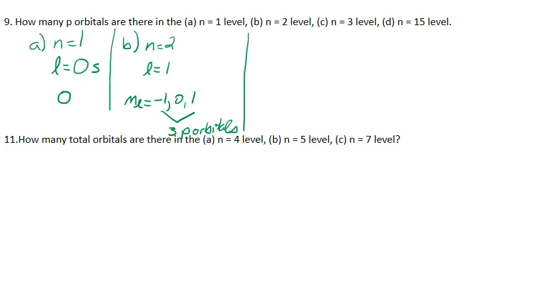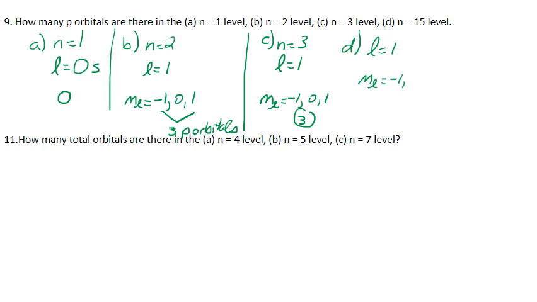Now for C, if n is equal to 3, my L for a p orbital has to be 1. For D, if n is equal to 15, still L for a p orbital has to be 1. So for C, my m sub L range is -1, 0, and 1 for 3 p orbitals. Same thing with D. If n is 15, L is still got to be equal to 1. And my m sub L values are -1, 0, and 1 for those 3 p orbitals.